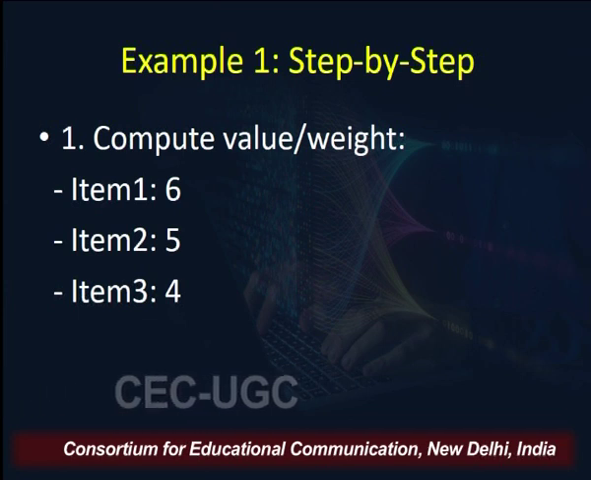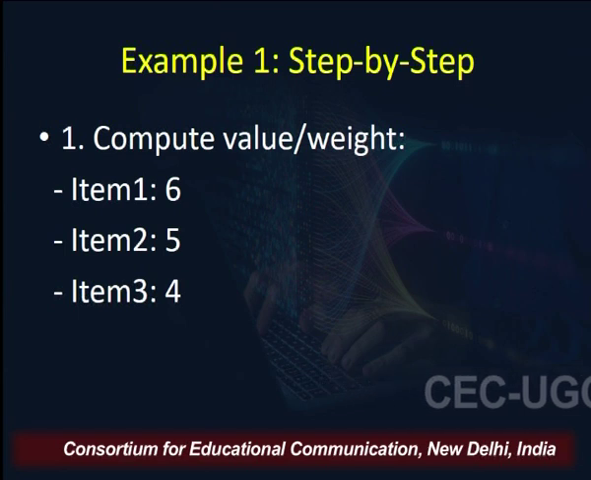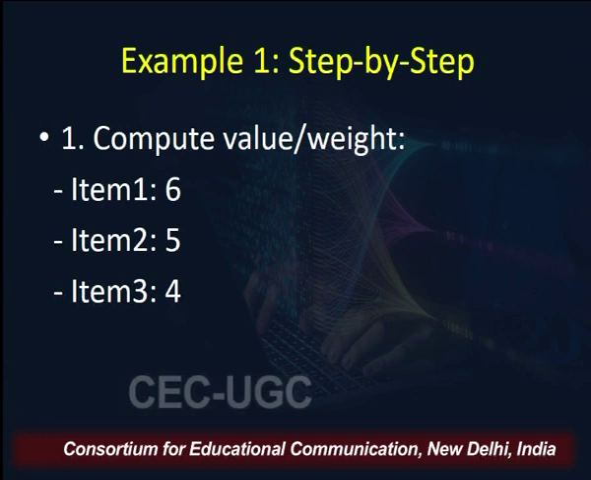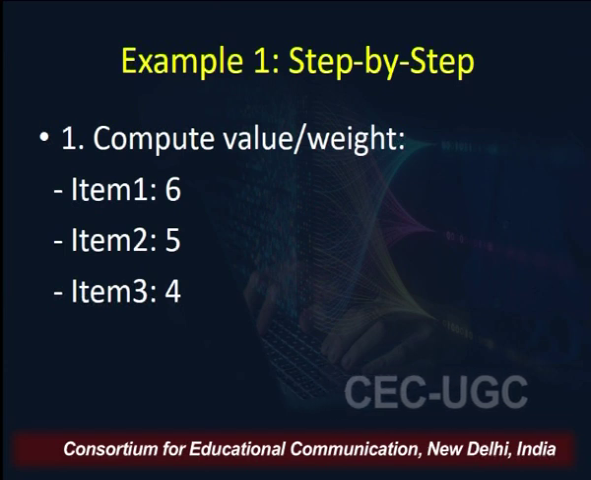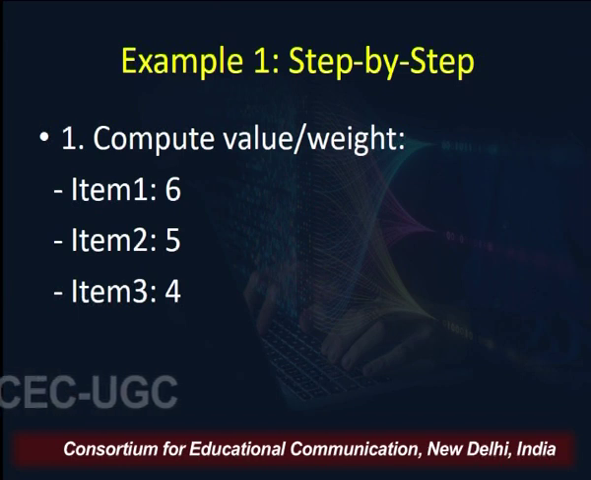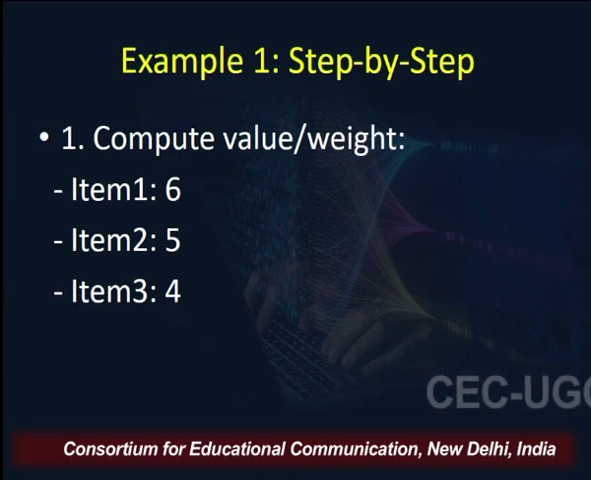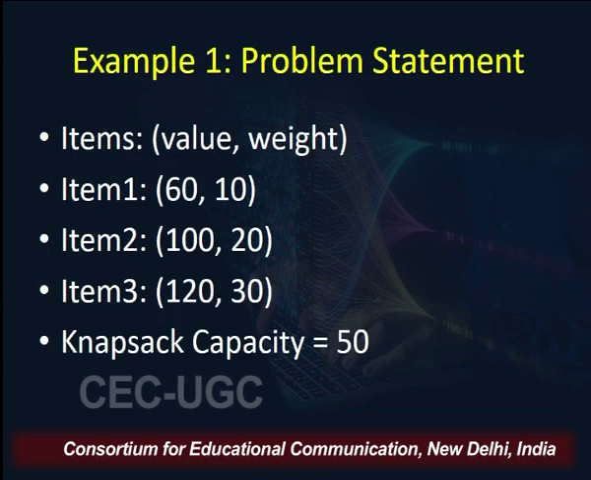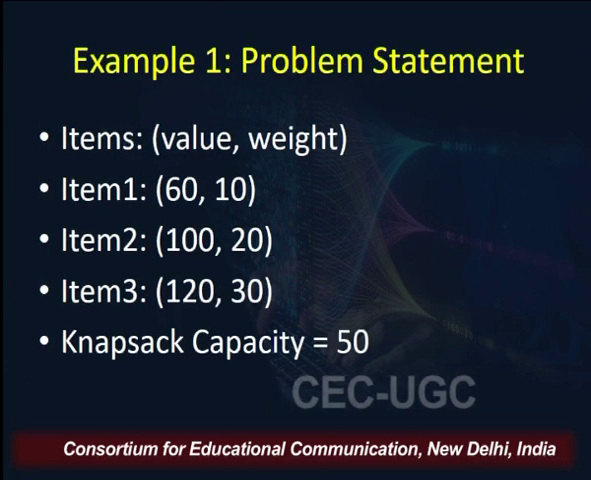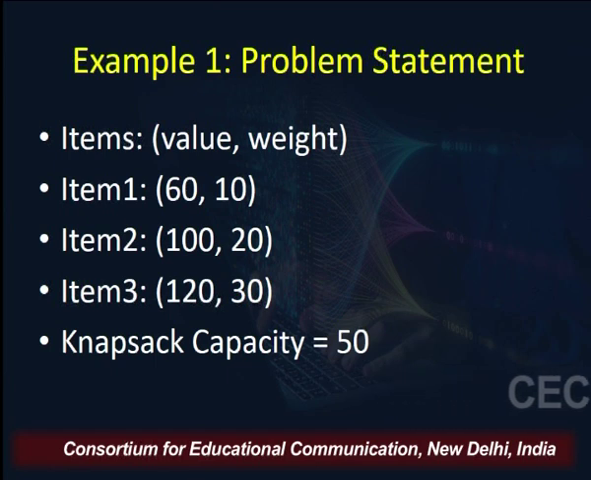Now, we are going to prioritize these items on the basis of this value weight ratio. Item 1 has ratio 6, item 2 has 5 and item 3 has 4, so that is the priority. Item 1 we are going to take in full. Now we need to see what capacity we are left with. The weight of item 1 is 10, so if item 1 is taken in full, the remaining knapsack capacity is 20.